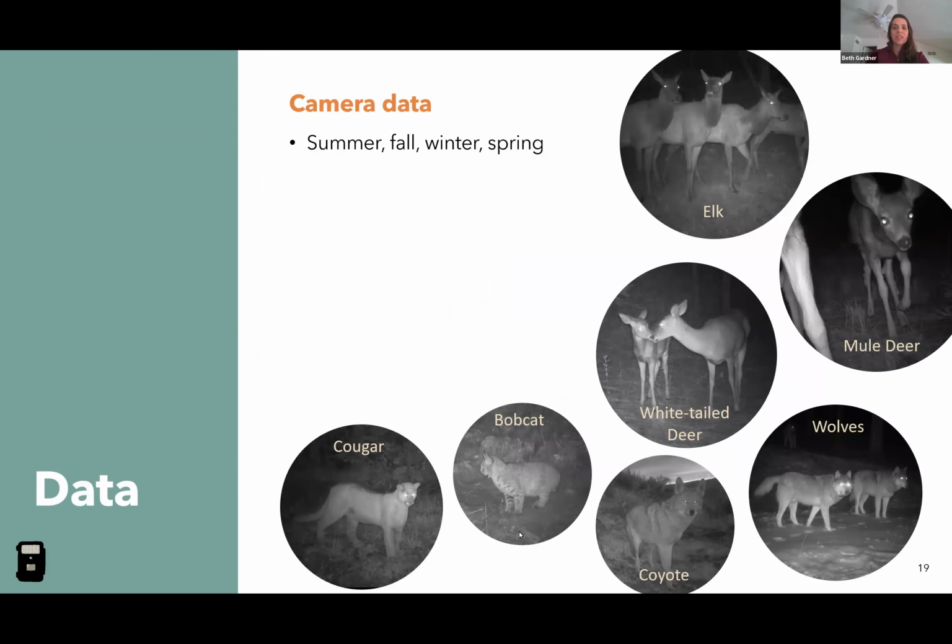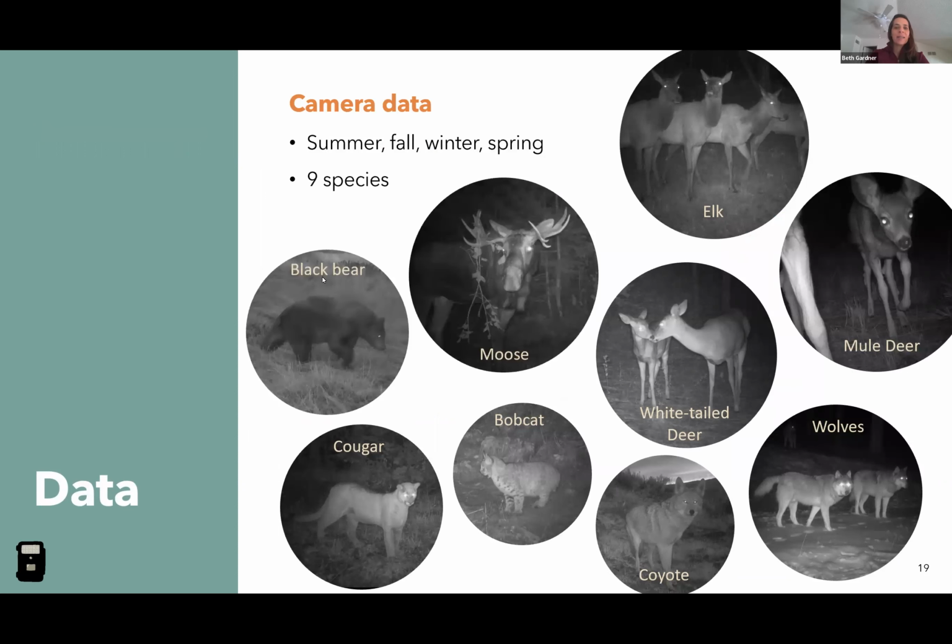Again, we used the same species and we looked at summer, fall, winter, and spring. And then we also added black bear and moose because the cameras can capture a whole suite of species. So we were able to include those two in our analysis.